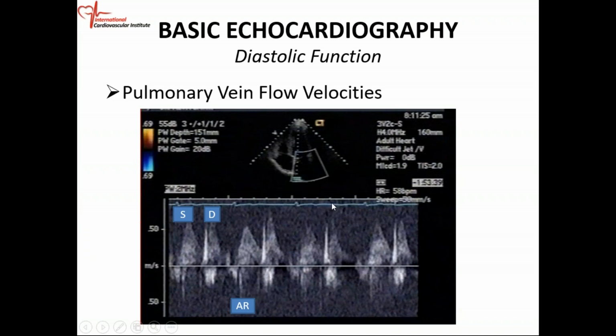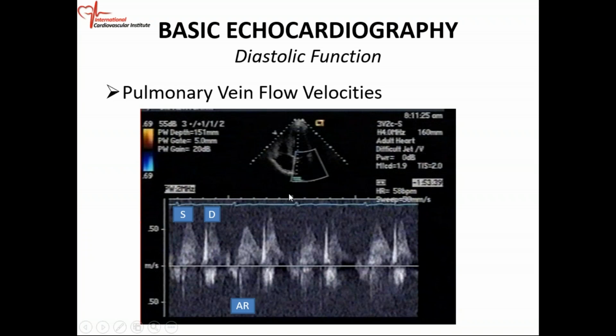You press your pulsed Doppler, ECG is on top, and you get a systolic component, a diastolic component, and an atrial flow reversal. Remember what we said: in systole, blood is flowing from the pulmonary veins into the left atrium. In diastole, blood is flowing from the pulmonary veins into the left atrium. But when the left atrium contracts, it's going to force blood in the opposite direction. So the blood is going to be moving away from the transducer.